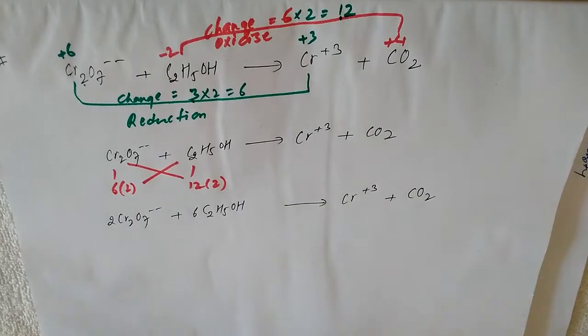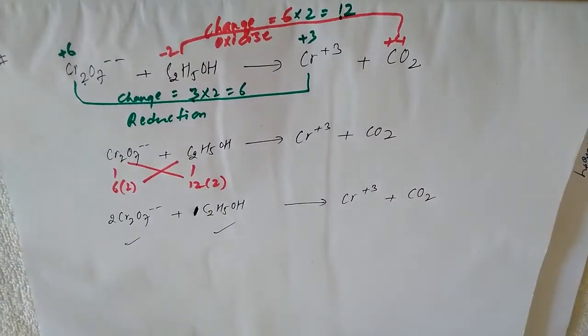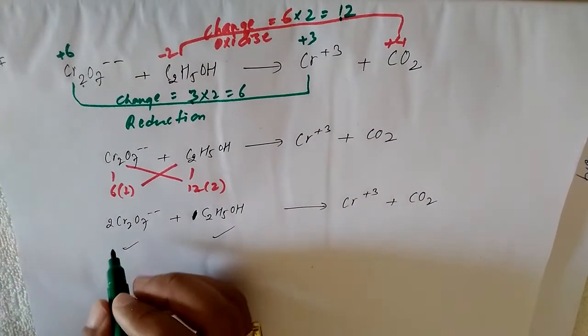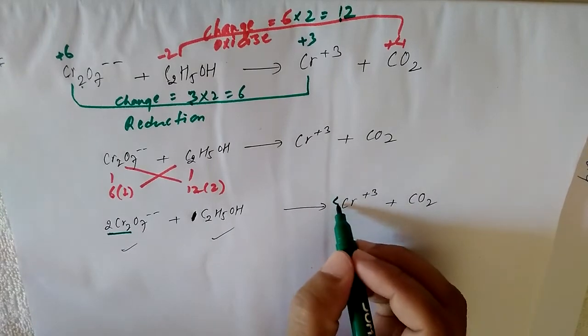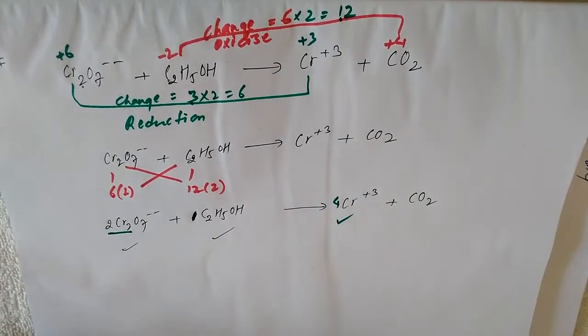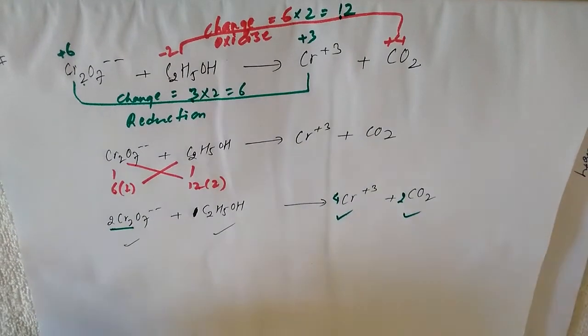Now balance. This is balanced, you do not change the number. This is already balanced. Now how many chromium here? 2, so you have to put 4 here. How many carbon here? 4, so you have to put 2 here. All are balanced, but the charge is not balanced, so we have to balance the charge.